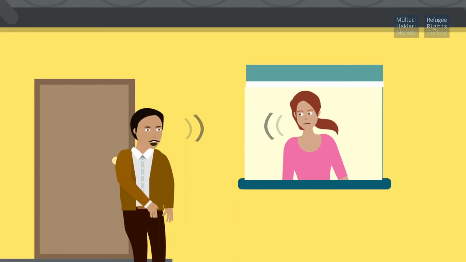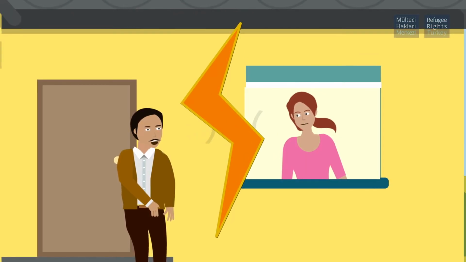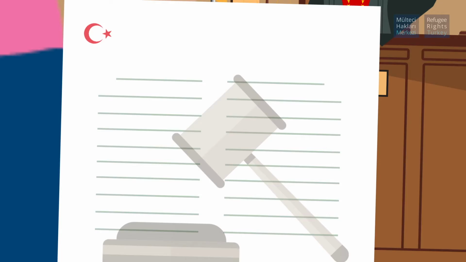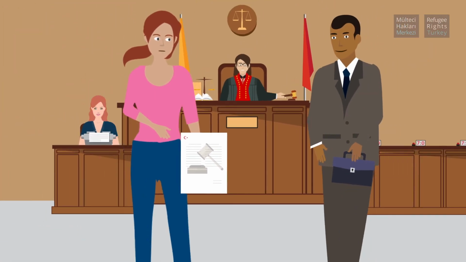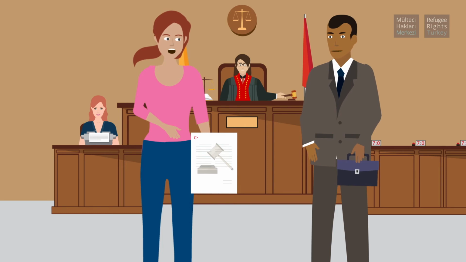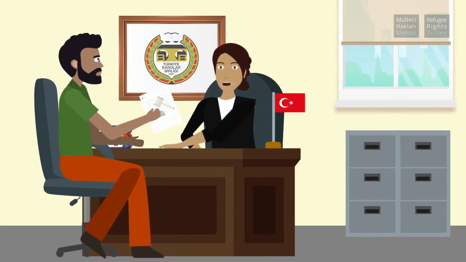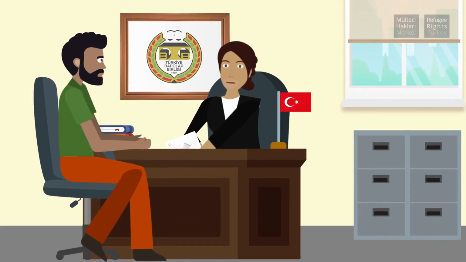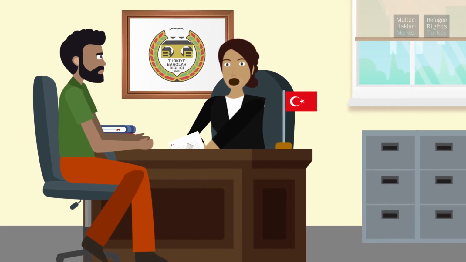If you have a dispute with your landlord which you cannot resolve among yourselves, you may wish to consult with a lawyer. If you cannot afford a private lawyer, you may approach the bar association in your city where you are registered and request legal aid.